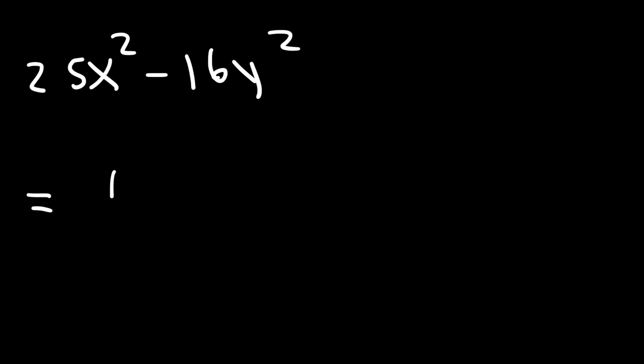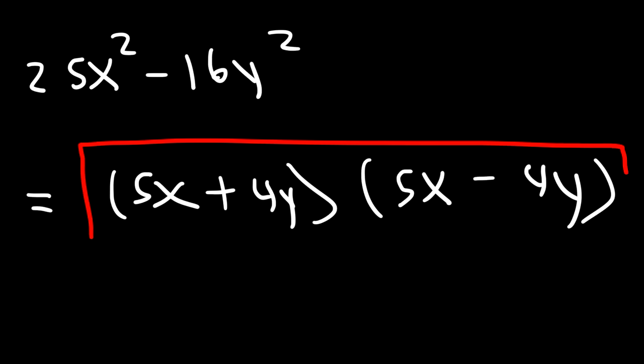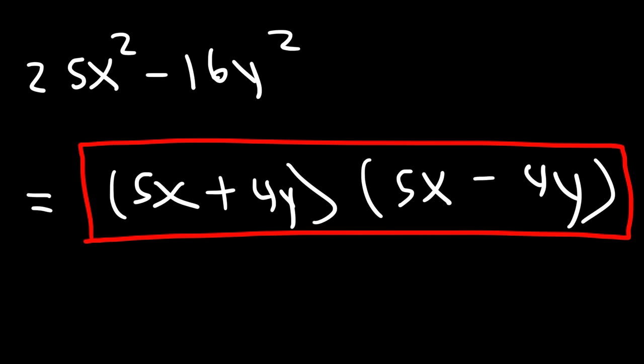Now what about this one? 25x squared minus 16y squared. Go ahead and try that one. The square root of 25x squared is going to be 5x. And the square root of 16y squared is 4y. And then we need to have a positive sign and a negative sign. So it's 5x plus 4y times 5x minus 4y.